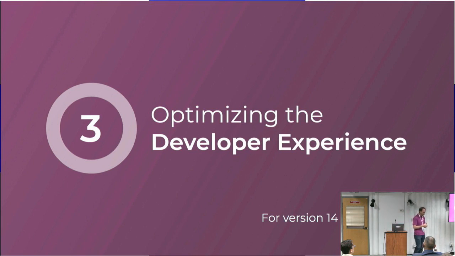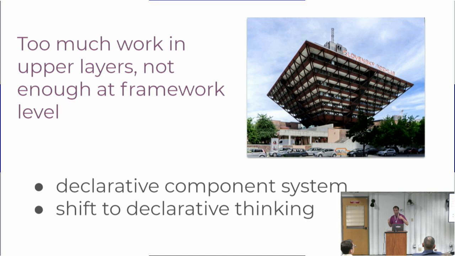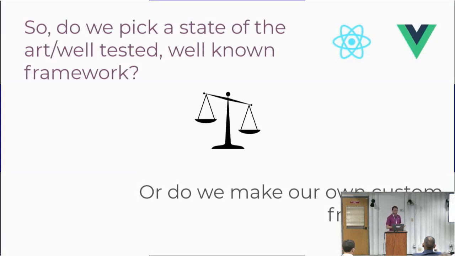So we need change, and that's the topic of this section. I want to tell you about what we want to do. As I told you, we did not do enough work at the framework level. We need to do more work in the upper layer. We would like a declarative component system such as React or Vue. That's so much nicer than having to do it yourself. And we would like to shift the Odoo JavaScript framework to a declarative mindset. We want to declare our user interface and let the framework do the work of making it happen on the screen. So the question then arises, what do we do?